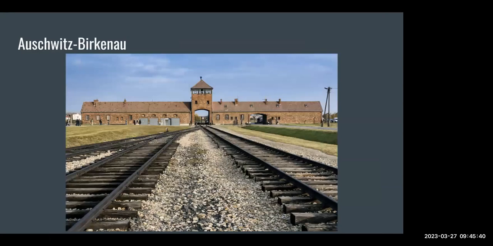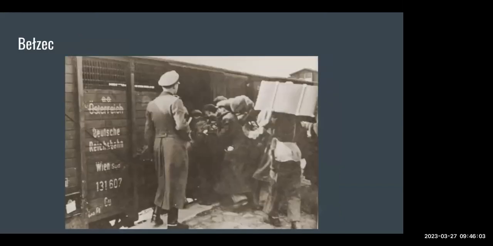This is Auschwitz-Birkenau. This is the entrance to Birkenau. We'll see another picture of this from my visit there in a little bit. But you see there's train tracks. So the Jews being shipped off from Krakow and other parts of the area would arrive through these gates on cattle cars, and they would meet their fate one way or the other.